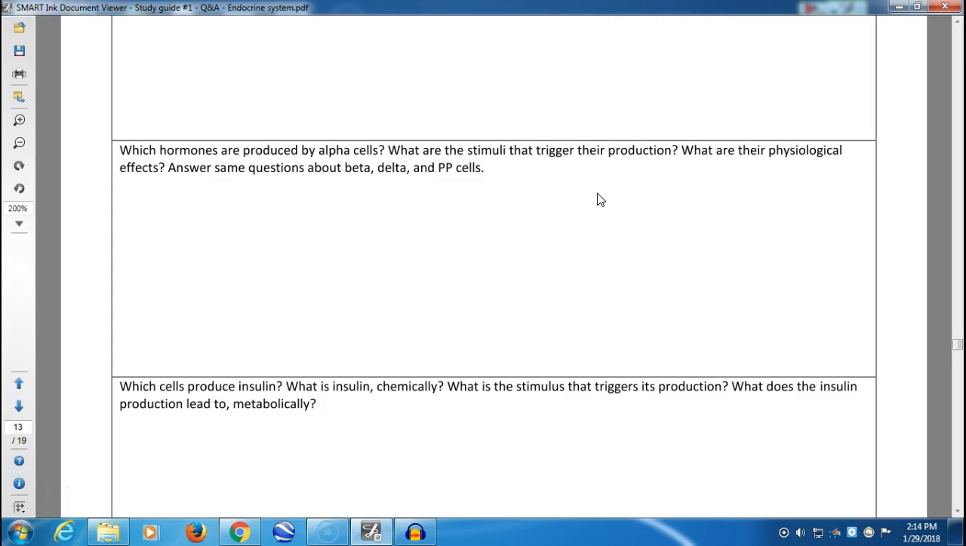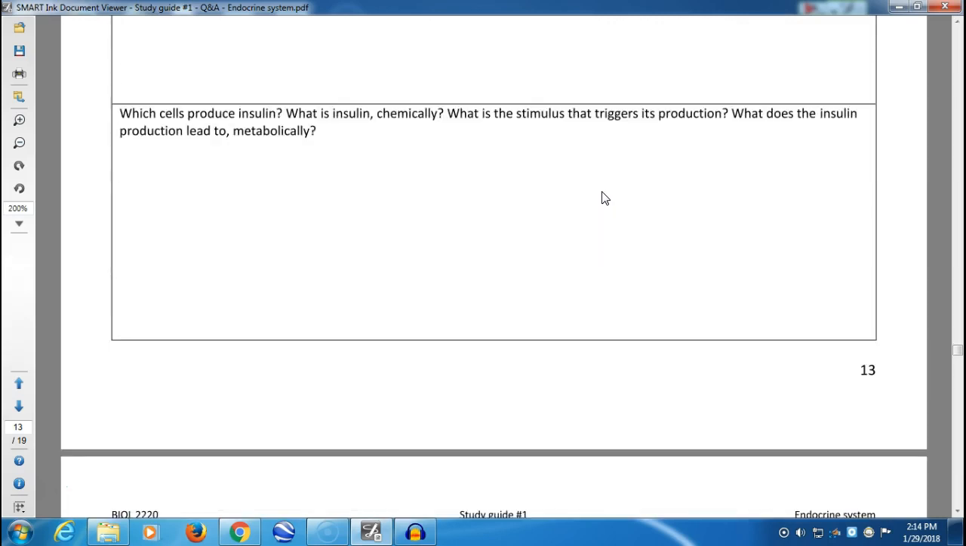Okay, stimulus, starvation. PP cells, I'm not going to ask you about this. Just don't worry about it. Okay, insulin is a protein. So the receptor is where? Surface receptor.